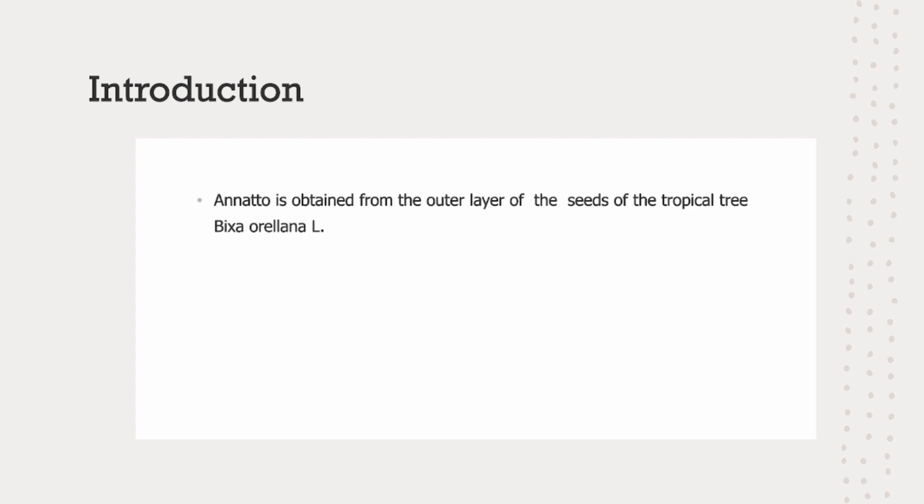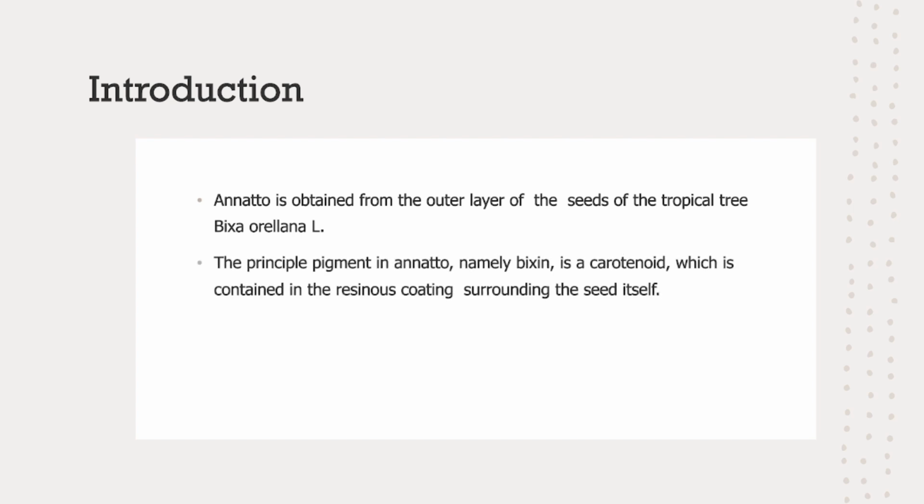Introduction. One can see the tropical tree Bixa orellana L. From Bixa orellana L, we get the seeds, and from the outer layer of that seed, we extract the annatto. The principal pigment in annatto is bixin. Now the question arises, what is bixin? Actually, bixin is the methyl ester of the dicarboxylic acid norbixin. Bixin is a carotenoid contained in the resinous coating surrounding the seed itself. Which seed? The seed of the tropical tree Bixa orellana L.